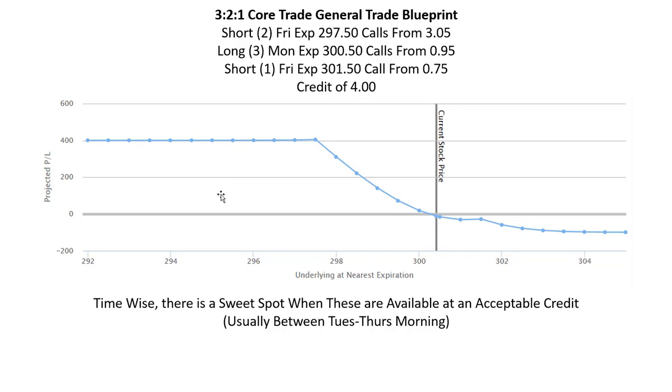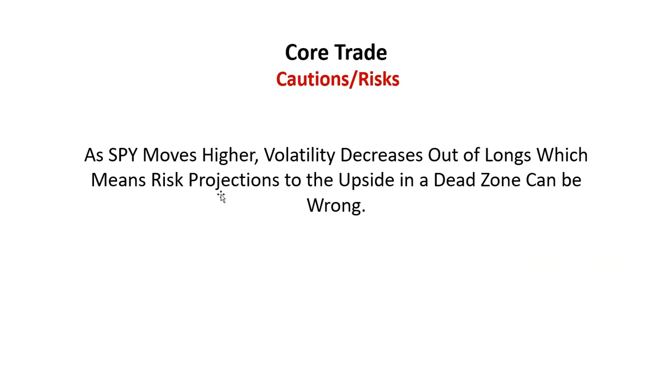So this is usually going to present itself starting on around a Tuesday, if it presents itself. Sometimes the 3-2-1 is not available, but usually starting around Tuesday and maybe as late as Thursday morning, you'll be able to get enough for that 301.50 call in this example to bump up that credit to an acceptable level. And why would I want to do this on a Thursday as opposed to a Tuesday? Well, if the market moves up on Tuesday and then again on Wednesday, I'm possibly going to be looking for this trade on a Thursday at a really good price.